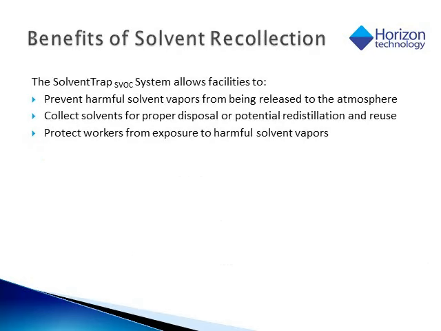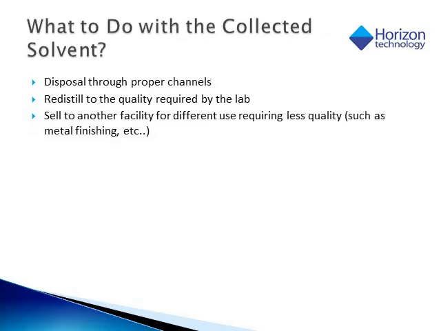Benefits of solvent recollection: the solvent trap SVOC system allows facilities to prevent harmful solvent vapors from being released to the atmosphere, collect solvents for proper disposal or potential redistillation and reuse, and protect workers from exposure to harmful solvent vapors. What to do with the collected solvent? It can be disposed through proper channels, it can be redistilled to the quality required by the lab, or it can be sold to other facilities for different uses requiring less quality, such as metal finishing.